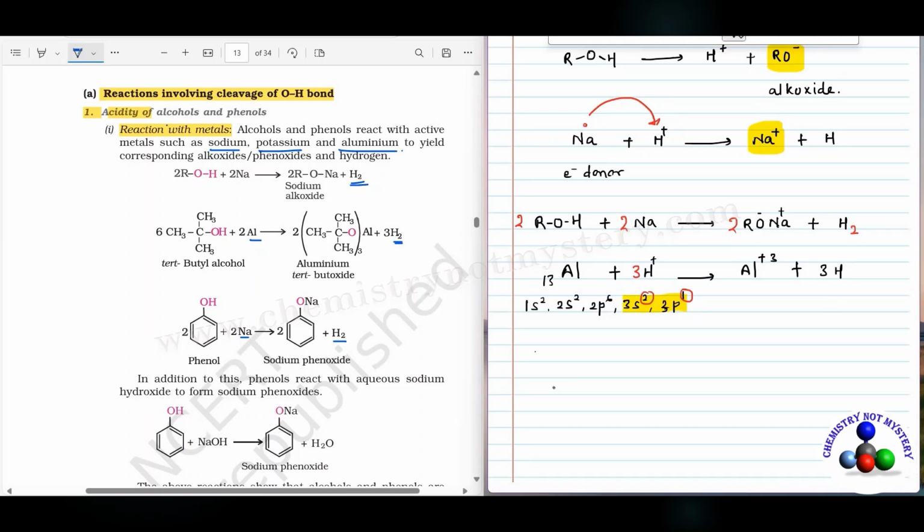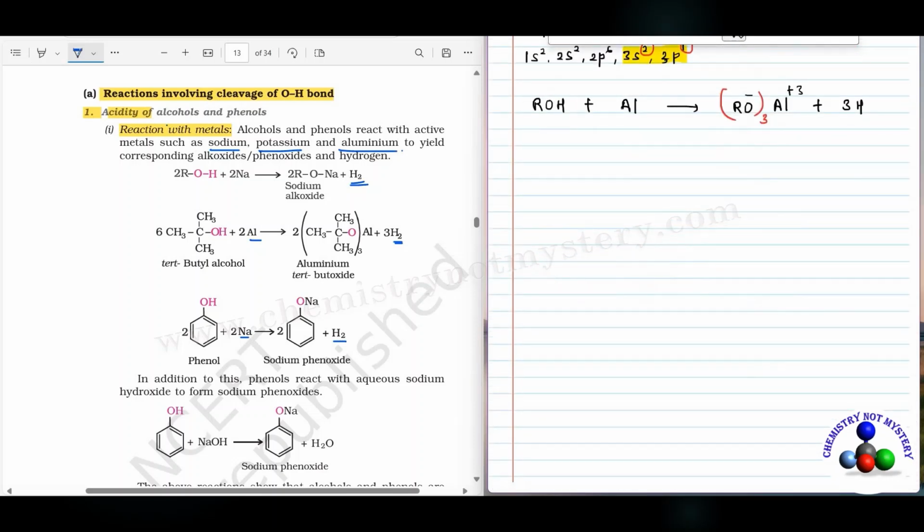Now let's write the reaction with alcohol. ROH, when it reacts with aluminium, will form RO negative, and it will make a bond with the aluminium plus 3. To balance the charge, you will require 3 moles of RO negative. Now 3 H will be removed, but again hydrogen cannot be removed in the form of atomic hydrogen. It has to be removed in the form of molecular hydrogen.